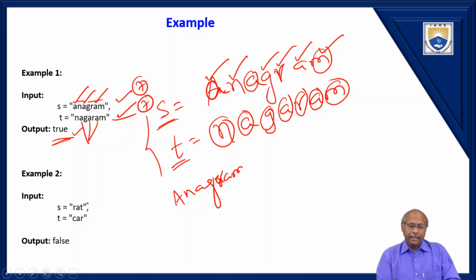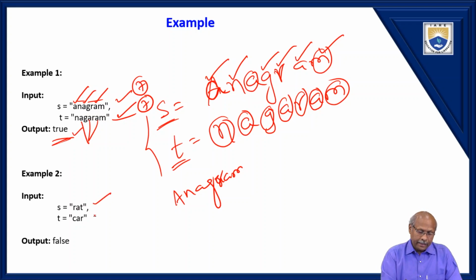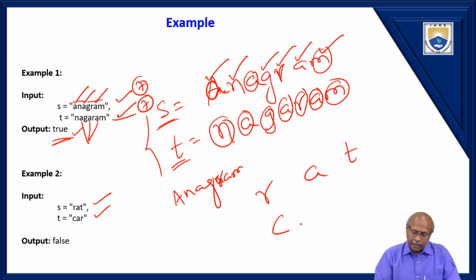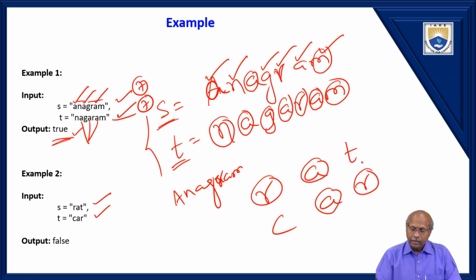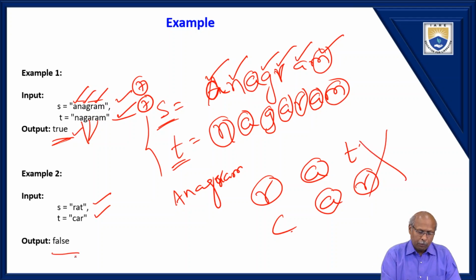Similarly, for the second case, here RAT, here CAR. Check whether both are anagrams or not. Here R is there, here also R is there. Matching. Here A is there, here also A is there. But here T is there, here C is there. Letter counts are equal, but characters are not matching. So it is not an anagram. So that means it returns false.